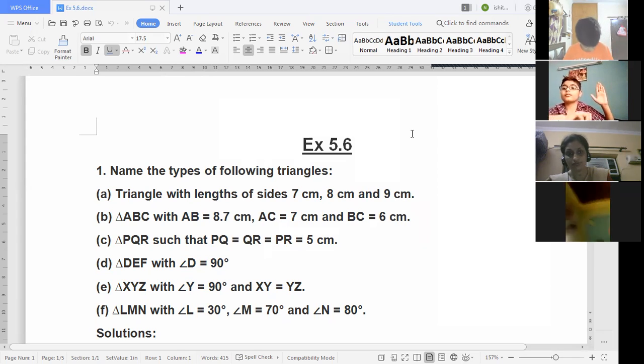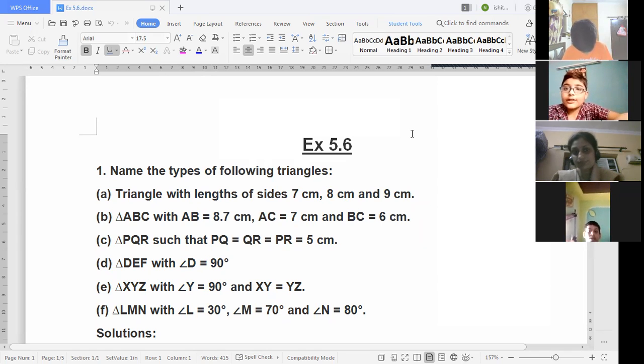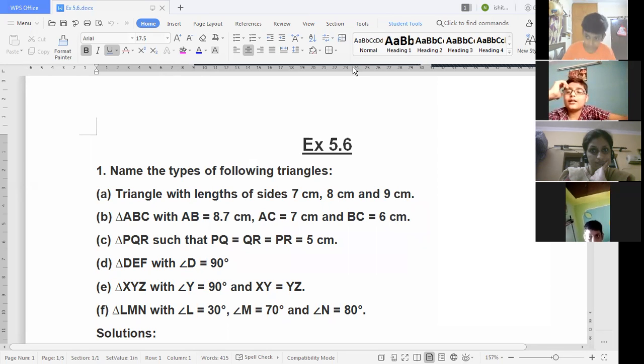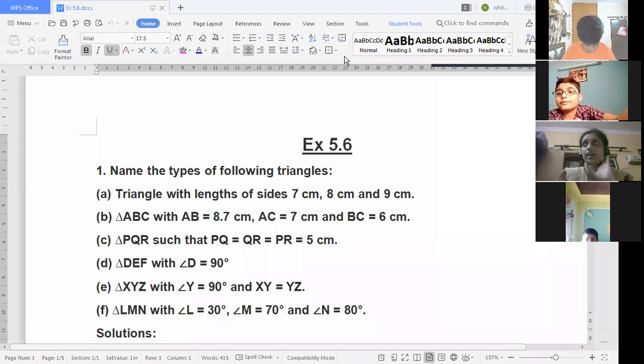Yes, unmuted Arnav. Read the third part. Yes, ma'am. Triangle PQR such that PQ is equal to QR is equal to PR is equal to 5 centimeter. Ma'am, the answer is equilateral triangle. Yes, equilateral triangle. Spell it properly. If all the sides are equal, then it will be an equilateral triangle.